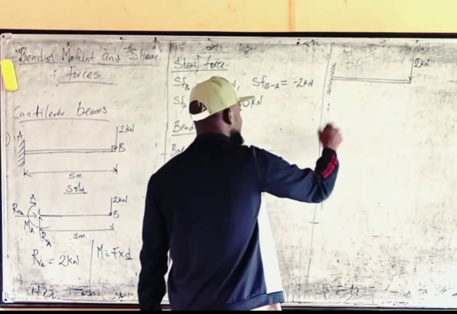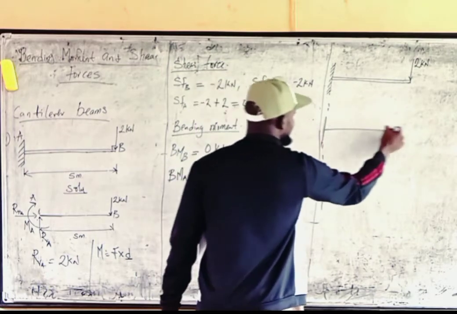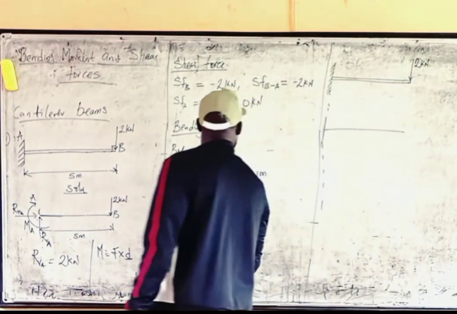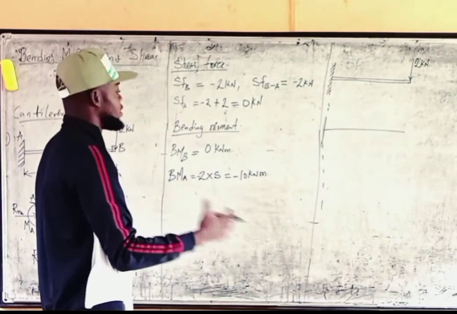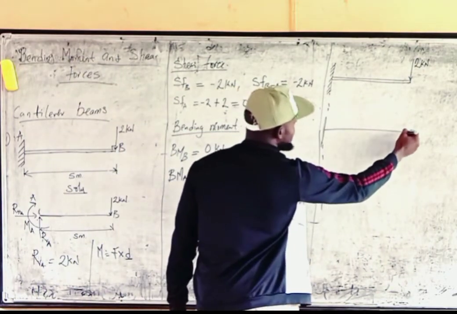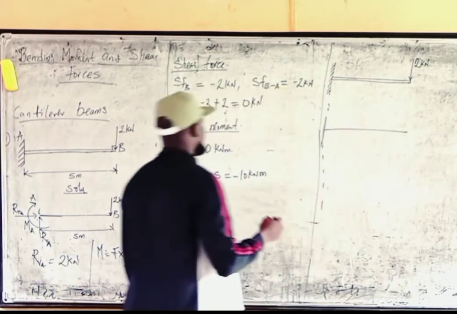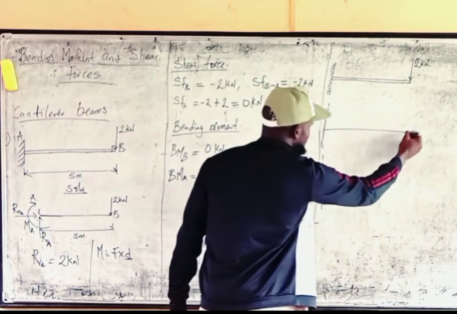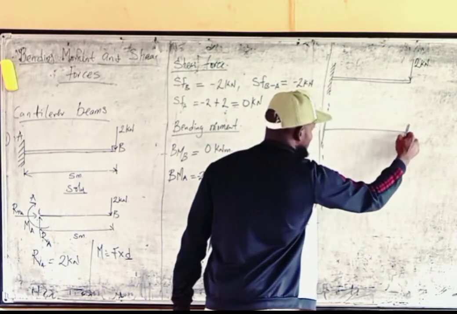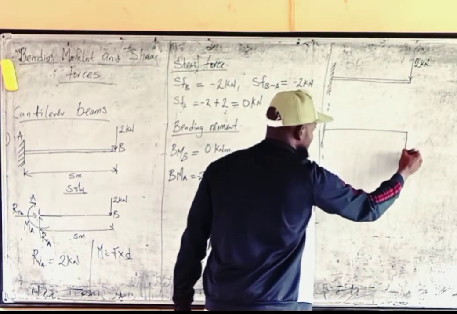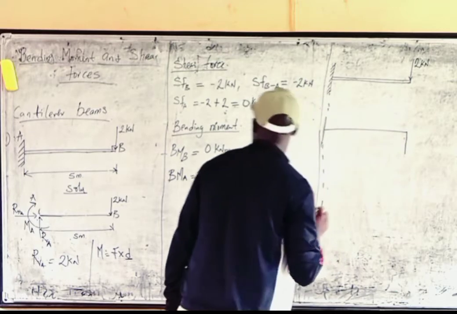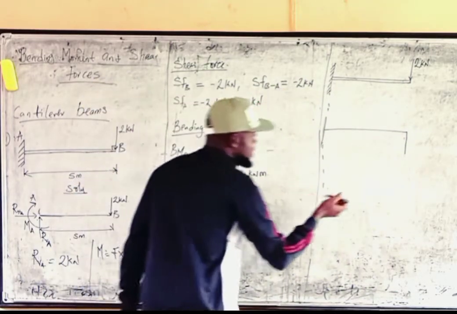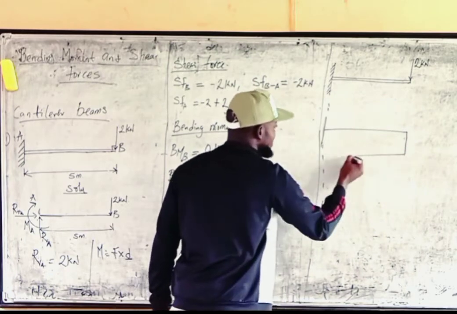For the shear force, you just take a line for the beam. Let's see how the shear force is distributed along the line. At point B, what was our shear force? Our shear force at point B was -2. So measure -2 downward from the straight line. Then from B to A, the shear force remains as -2.